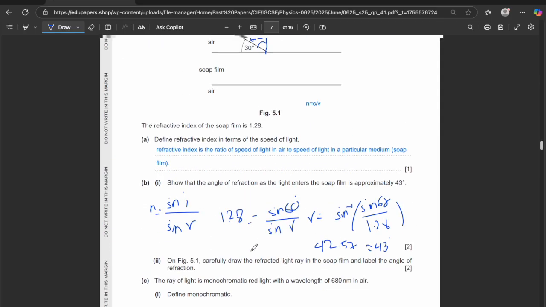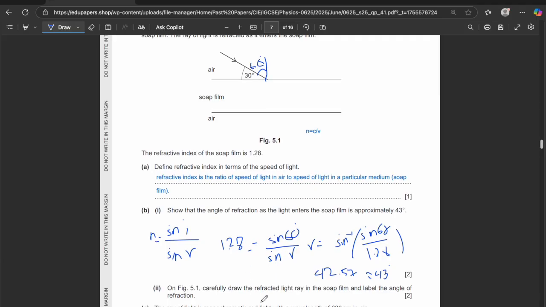B2, on figure 5.1, carefully draw the refracted light ray in the soap film and label the angle of refraction. So you will need a protractor. This is the normal, and because the angle is about 43 degrees, the ray will be bent towards the normal. Please use the protractor to draw this and put an arrow. This is about 43 degrees.